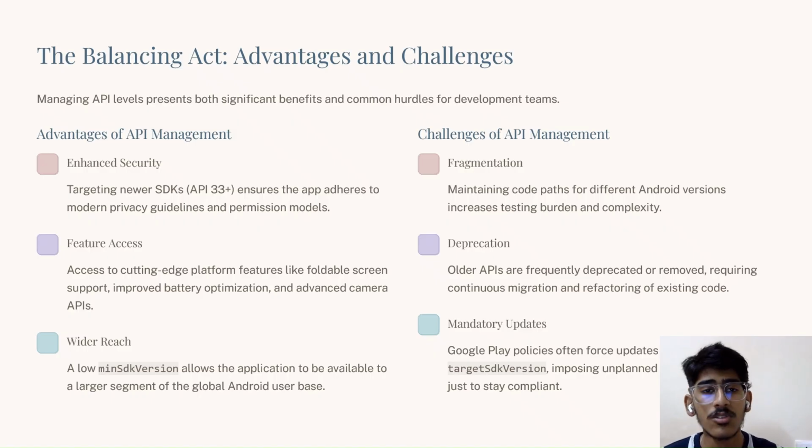Now let's look into the challenges. Some of the challenges include fragmentation, deprecation, mandatory policy updates, and effective API management. In fragmentation, supporting multiple Android versions increases the testing and code management effort, whereas in deprecation, the APIs often evolve or become obsolete, demanding frequent updates. Mandatory policy updates in Google Play require periodic upgrades to the target SDK version to maintain store eligibility. Effective API management ensures a balance between leveraging innovation and sustaining stability across releases.